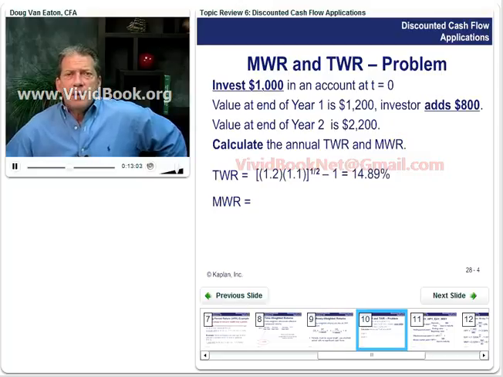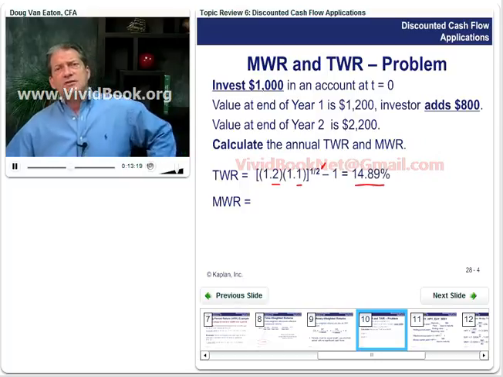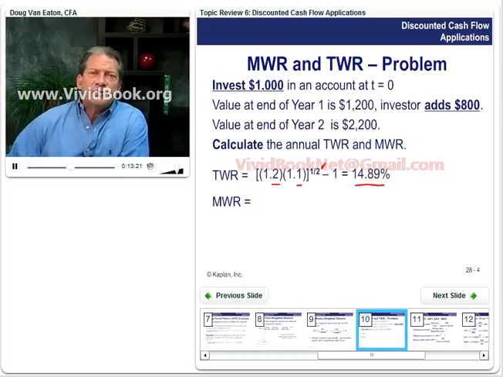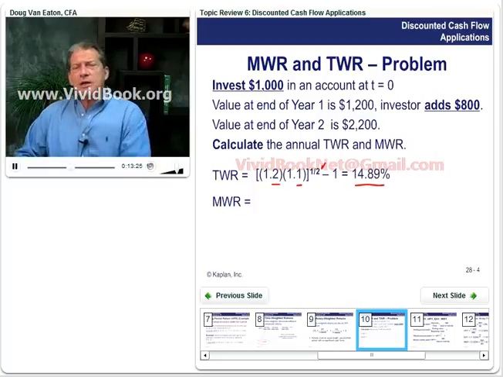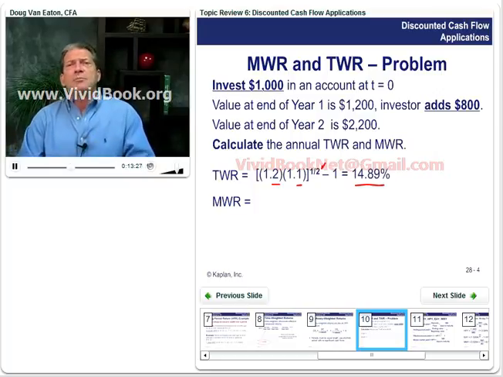We could just compound. During that first period, we had a 20% return. Second period, a 10% return. Compound that. Well, that was for 2 years, so we'll take the square root of that minus 1 and say the time-weighted rate of return here on an annual basis, 14.89% per year.